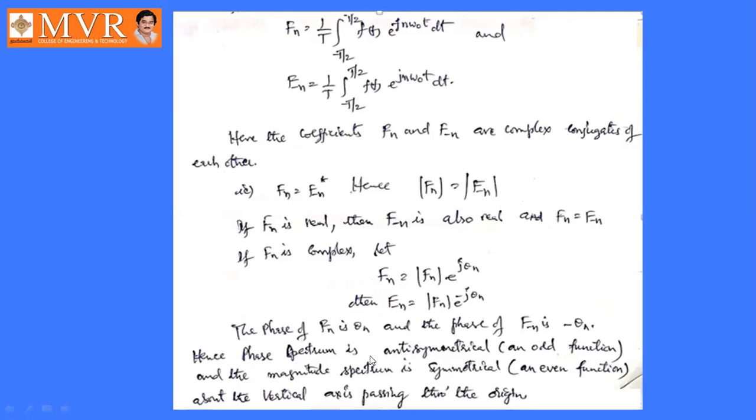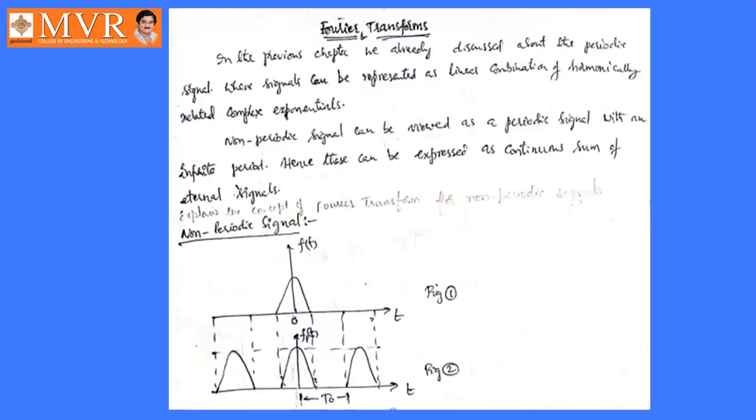Here the phase spectrum is antisymmetrical, that is an odd function. Antisymmetrical means it is an odd function, and the magnitude spectrum is symmetrical. It is an even function about the vertical axis passing through the origin. So the phase spectrum is anti-symmetrical, meaning it is an odd function, and the magnitude spectrum is symmetrical, that is an even function. These are anti-symmetrical and symmetrical about the vertical axis passing through the origin.